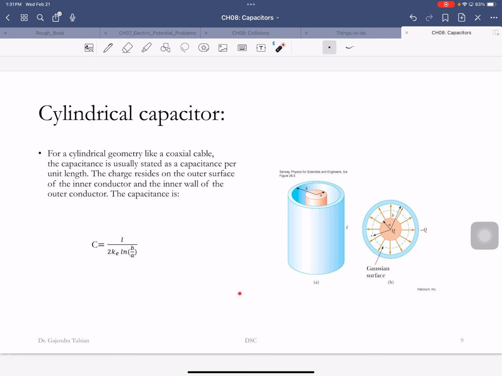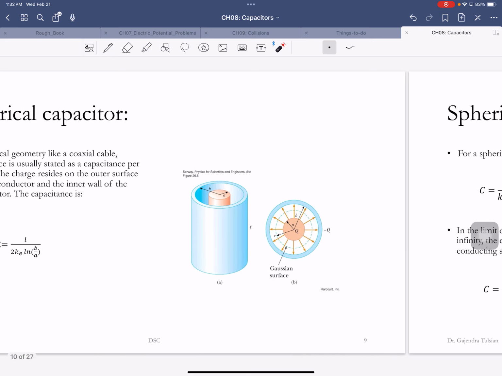Here's a cylindrical capacitor. Here's a central conductor and a shell around that conductor. If you have a capacitor in this configuration of length L, the capacitance is given by the length divided by 2 times the Coulomb's constant, natural log of this radius divided by that radius, log of B over A. So coaxial cables have capacitance associated with them. So this is a cylindrical capacitor.